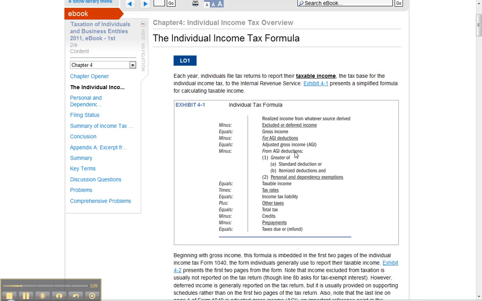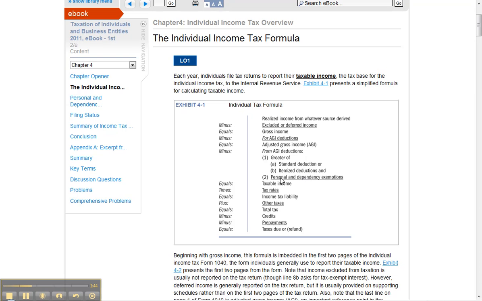So then the from AGI deductions, this is where you get the greater of the standard deduction or your personal itemized deductions. The standard deduction is just a given deduction that the IRS gives to every taxpayer depending on what their filing status is. Itemized deductions is a summation of all of your types of deductions that fit into this category, like medical expenses, property taxes, mortgage interest, charitable contributions, certain job-related unreimbursed expenses. So they would all fit into there.